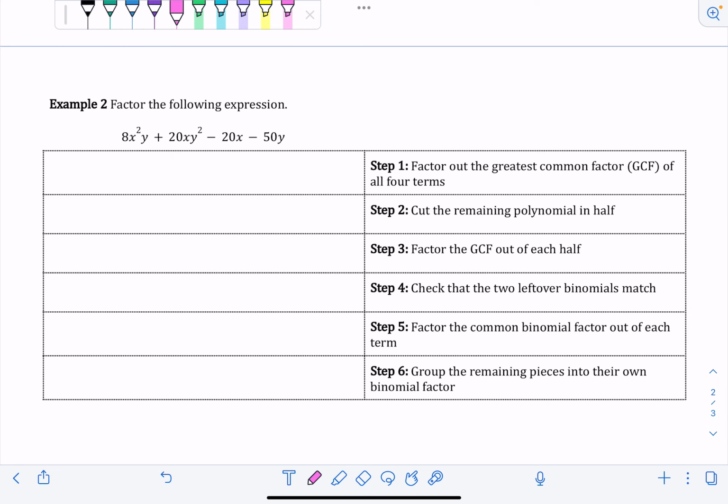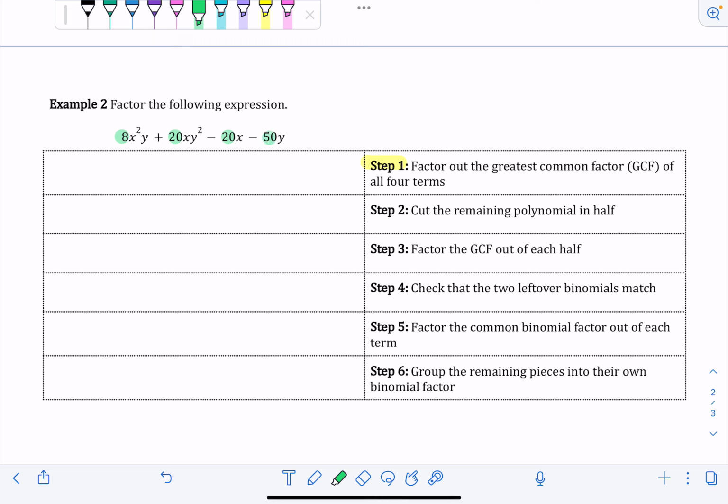I will probably still need to relabel them, just like we did in example 1, but starting with the same spot. So it's 8x squared y plus 20xy squared minus 20x minus 50. Step 1. Factor the greatest common factor, the GCF, out of all 4 terms. So if we look at the coefficients, 8, 20, 20 again, and 50.